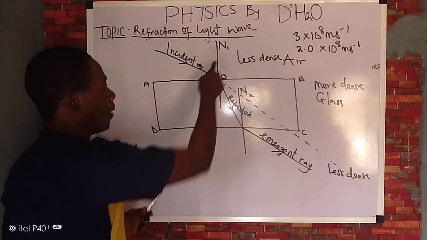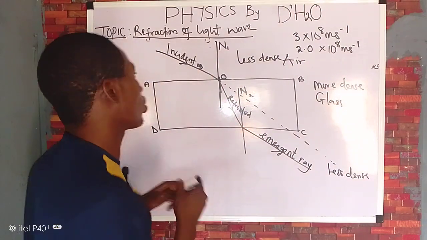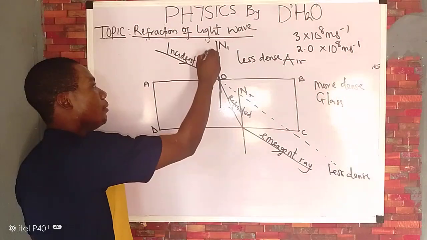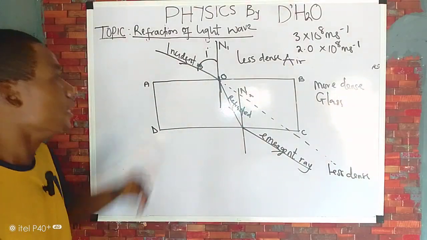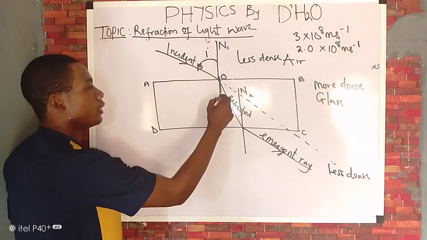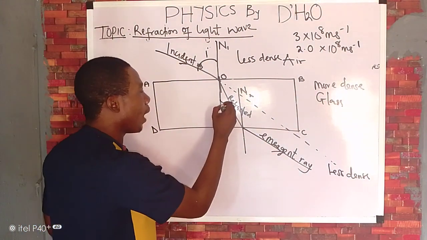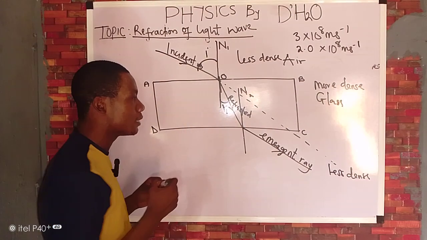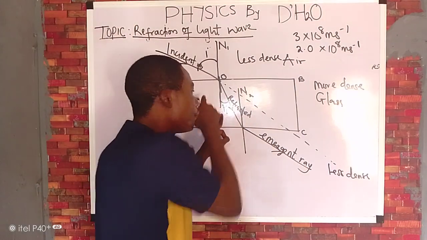Now, this is our normal. The angle between your incident ray and your normal is called the angle of incidence. So I'm labeling this place as i. This is called the angle of incidence. The angle between your refracted ray and this normal is called the angle of refraction. So permit me to write r1 here. This r1 indicates that it is the angle of refraction in the first phase.